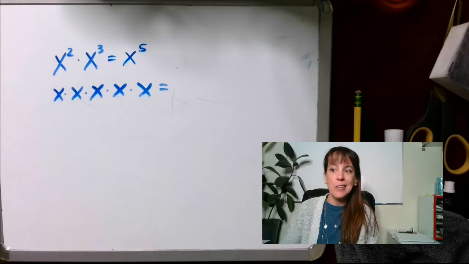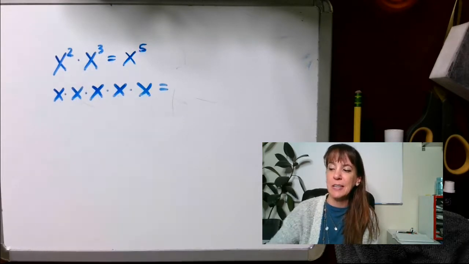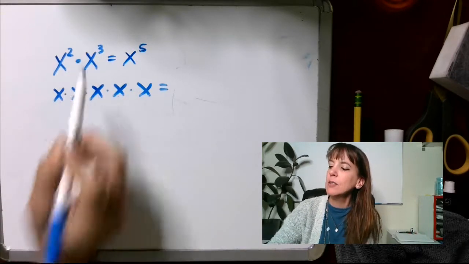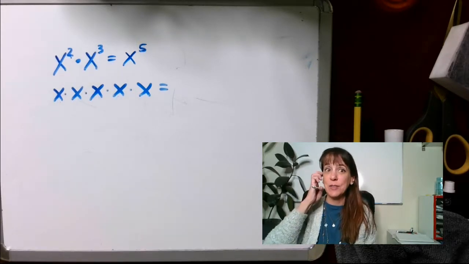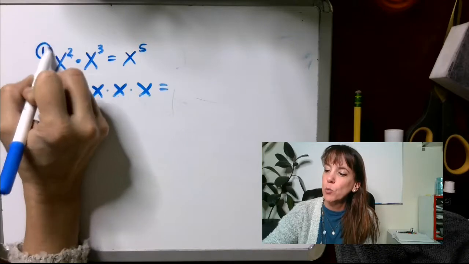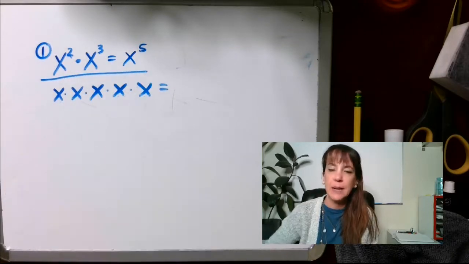Guys, what did I do there? You see 2 plus 3 gives me 5. So it's a little tricky. Even though this is multiplication, you gotta add these guys. You gotta add those guys. So this is your first rule. Make sure you have that down, okay?